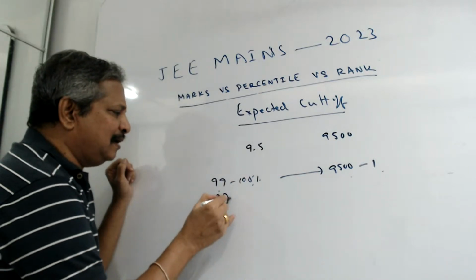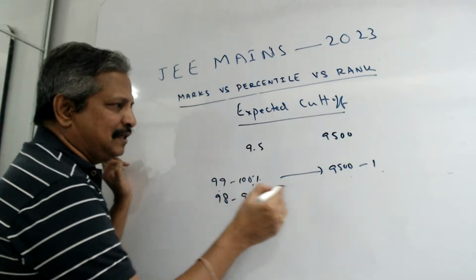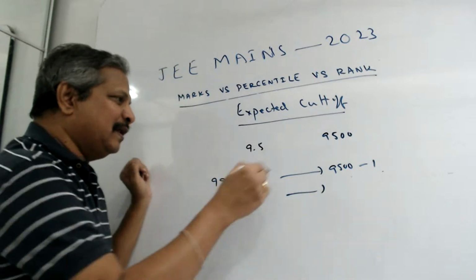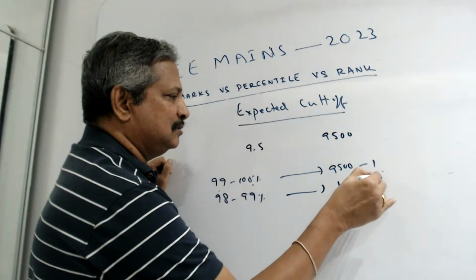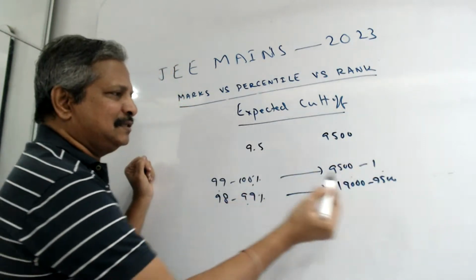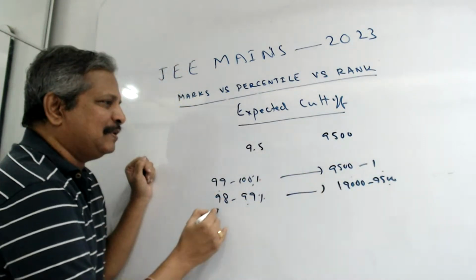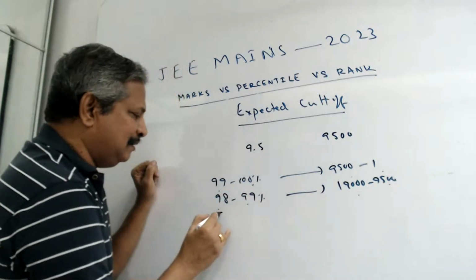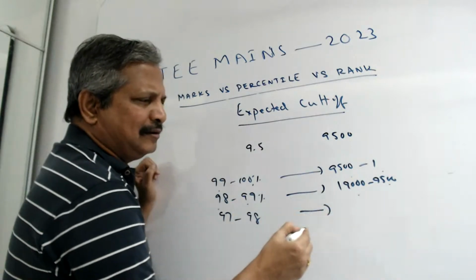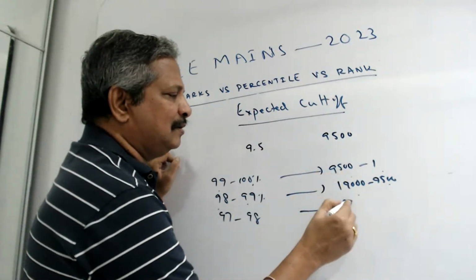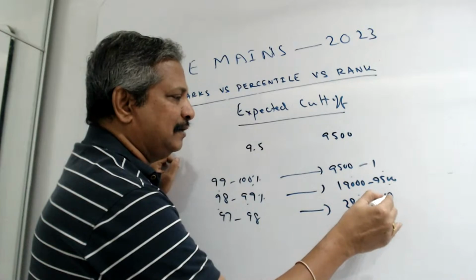So 98 to 99 percentile, if you take, it is nothing but 19,000 to 9,500. Means 99 percentile, 9,500 rank; 98 percentile, 19,000 rank. 97 to 98, into 3 you can do. Easily you can calculate. So that is nothing but 28,500 to 19,000.